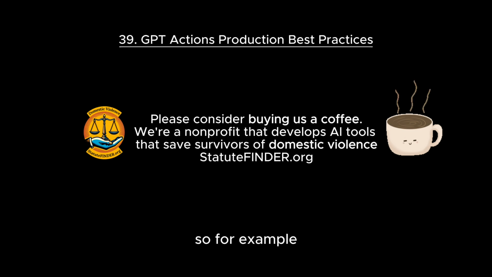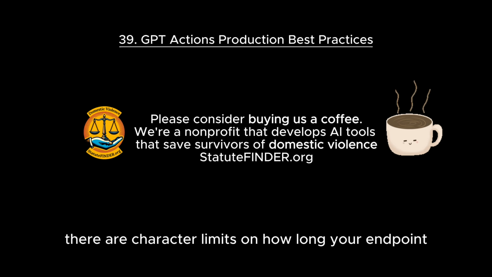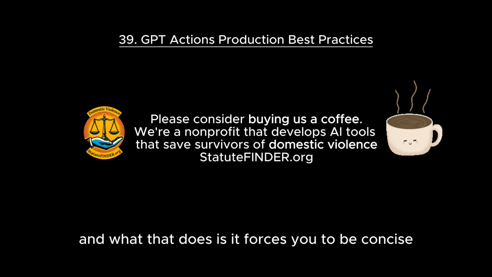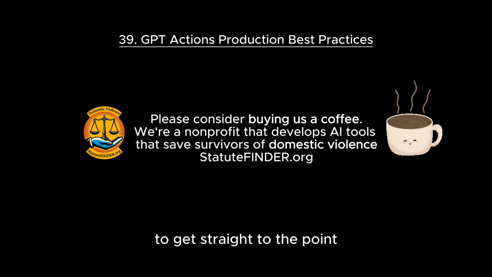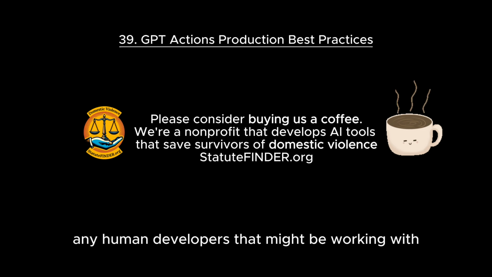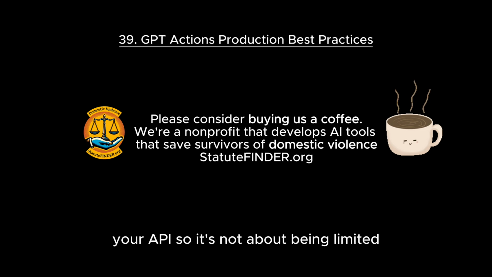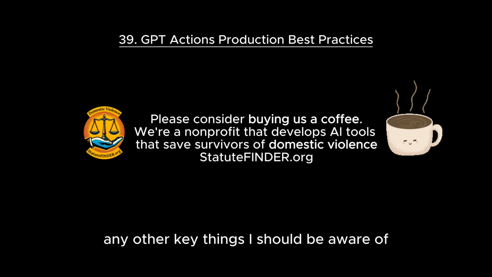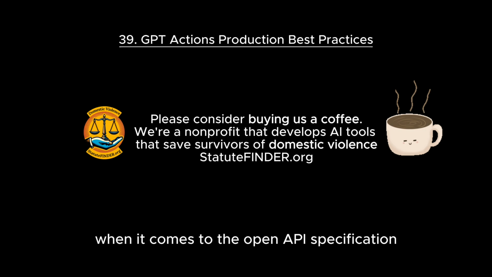So, for example, there are character limits on how long your endpoint and parameter descriptions can be. And what that does is it forces you to be concise, to get straight to the point. And that benefits ChatGPT, but it also benefits any human developers that might be working with your API. So it's not about being limited. It's about being focused. Okay, I got it. Any other key things I should be aware of when it comes to the OpenAPI specification?